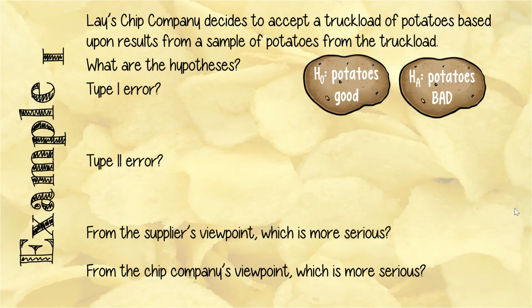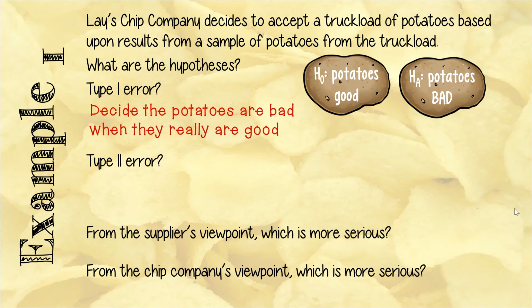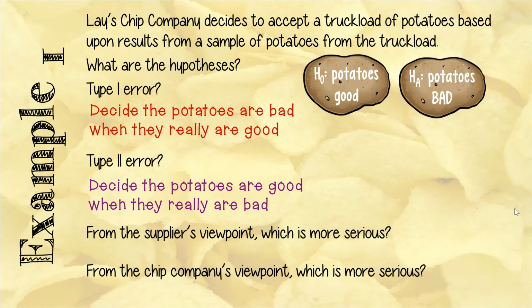Again, type 1, I say something is significant when it's not. So I decide the potatoes are bad when they're actually good. Type 2, I failed to reject. I say the potatoes are fine when they're actually bad. So here's the thing. From the supplier's viewpoint, which one is more serious? Hopefully you said a type 1 error, because you just told me they were bad and sent them back, and they're actually good. Why would you send me bad potatoes? They're fine. So again, that hurts me.